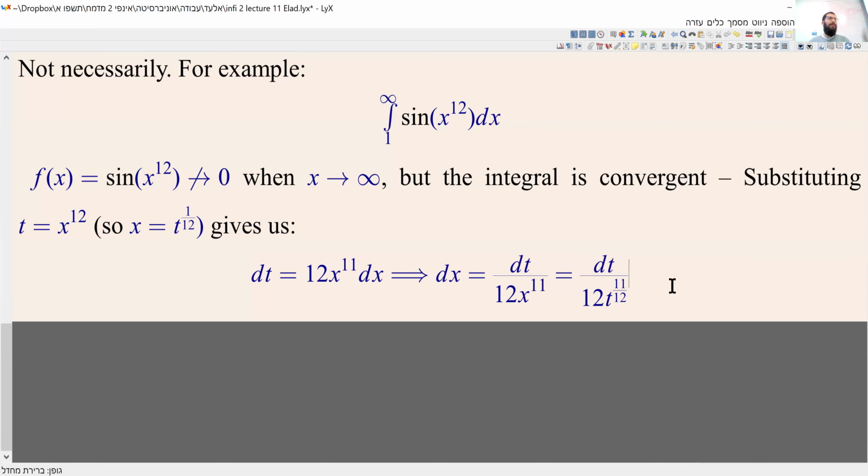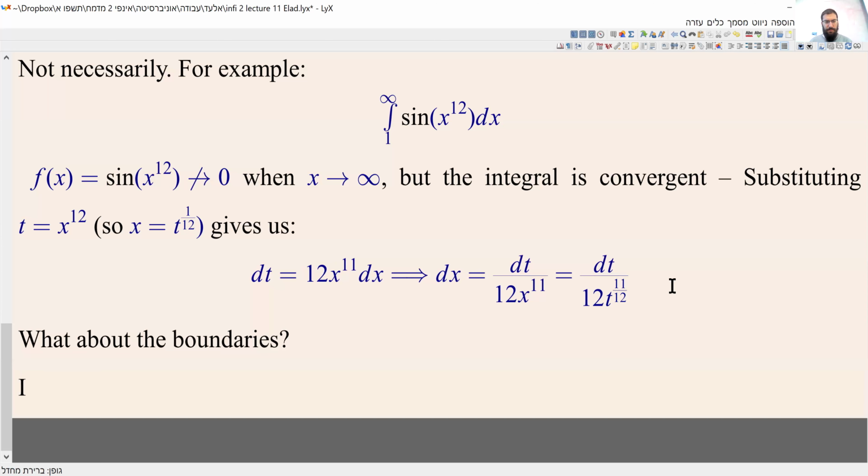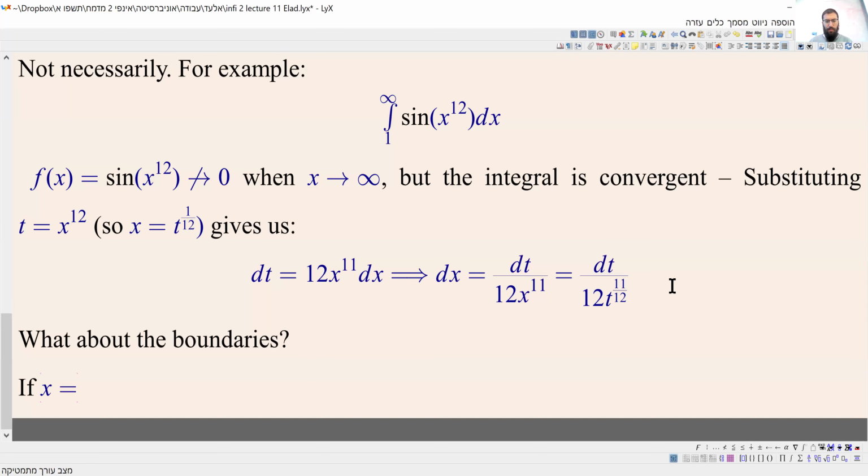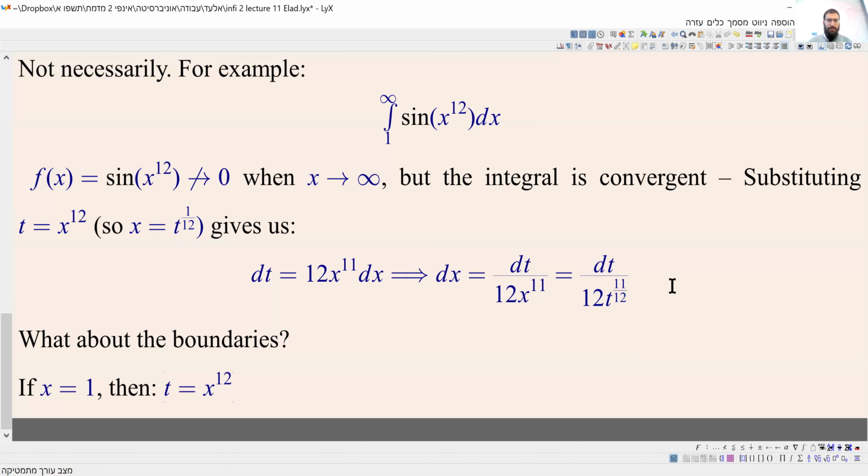Yes. What about the boundaries of the integral? Boundaries? Yeah. If x is 1, then t, which is x to the power 12, is 1 to the power 12, which is 1.